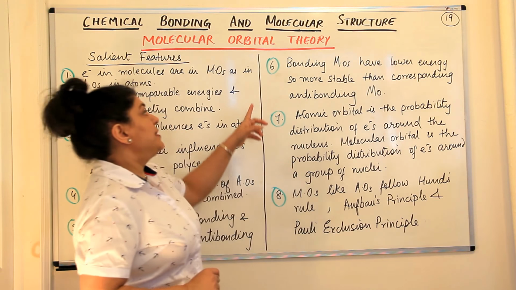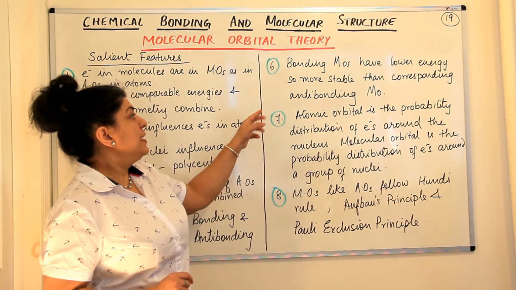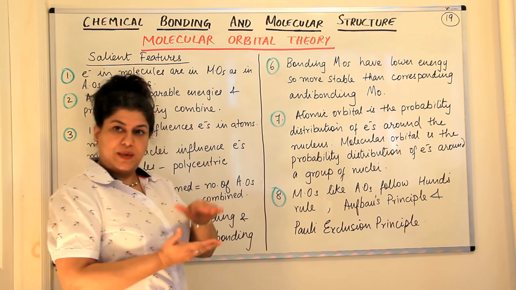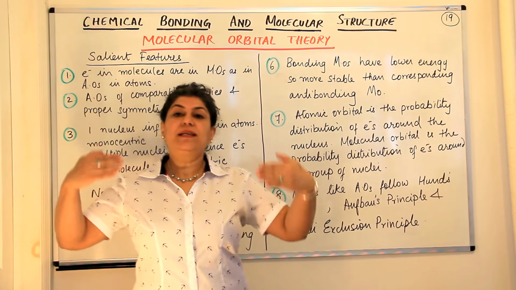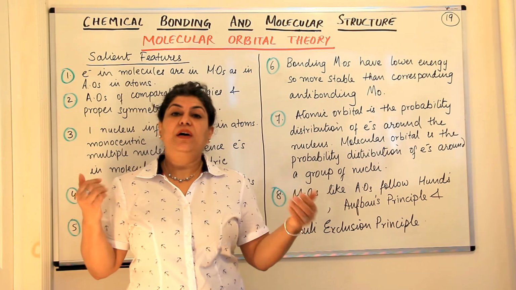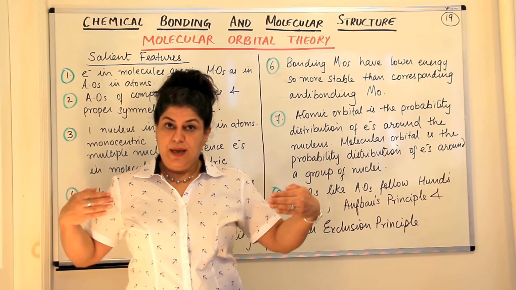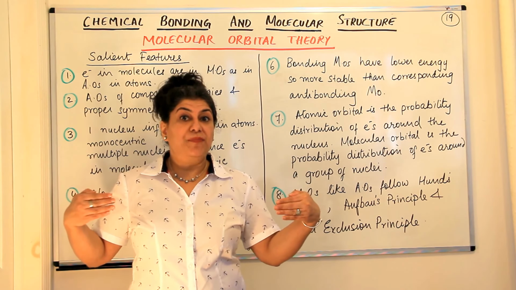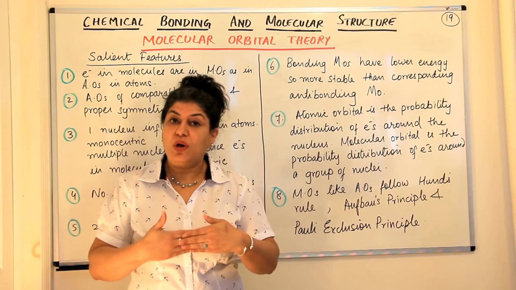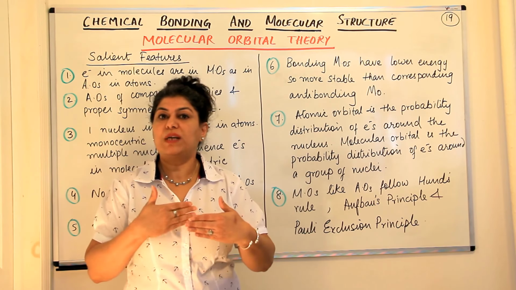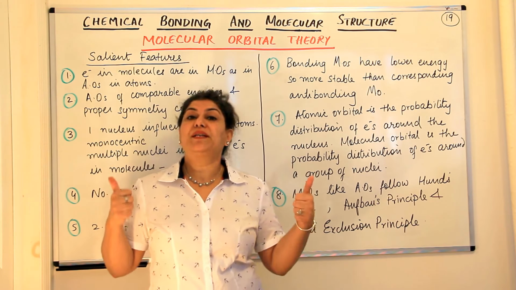The next feature is that the bonding molecular orbitals have lower energy and the anti-bonding molecular orbitals have higher energy. Now let us assume that you have two atoms of hydrogen. Both the electrons are present in the 1s orbital, so both of them have the same energy. But when they combine to form a molecule, then two molecular orbitals are formed as a result of the combination of the two 1s orbitals.